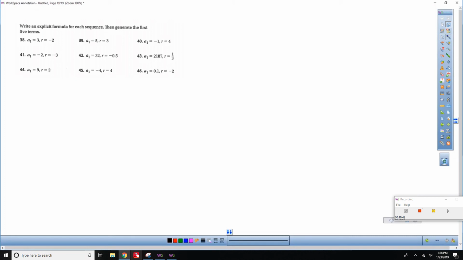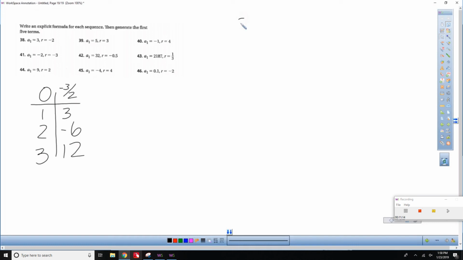Write an explicit formula for each sequence. So I got to write these out. a sub 1 is 3. r is negative 2. So that means our second term would be negative 6. Our third term would be positive 12. Our fourth term would be negative 24. Let's find out what our b is. So divide by negative 2, and you get negative 1.5 for our b, or negative 3 halves. Those are the same thing.